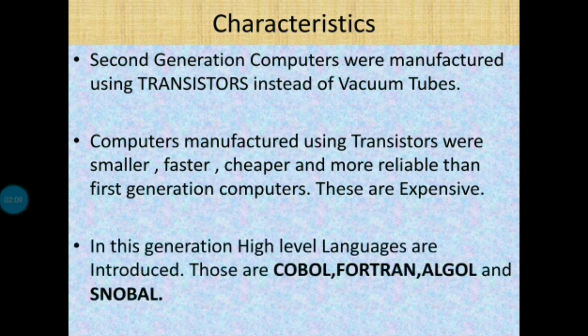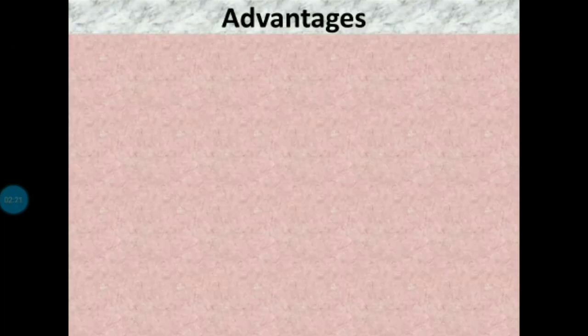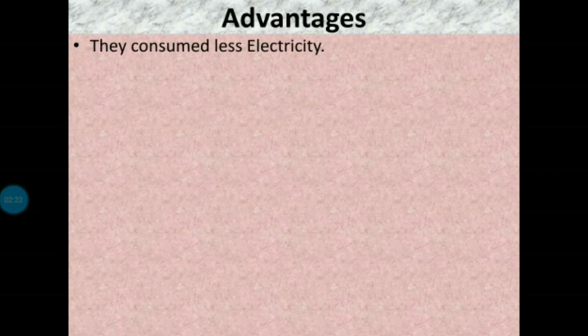After that, in this generation, some high-level languages were introduced. What are they? COBOL, Fortran, Algol, and Snowball. These types of high-level languages were introduced in the second generation computer.